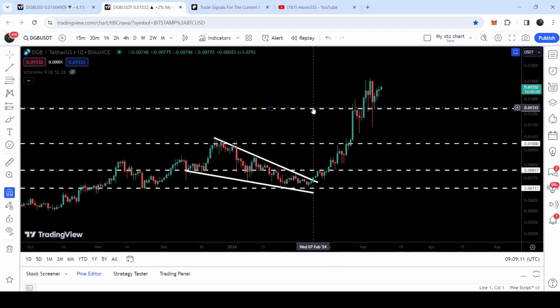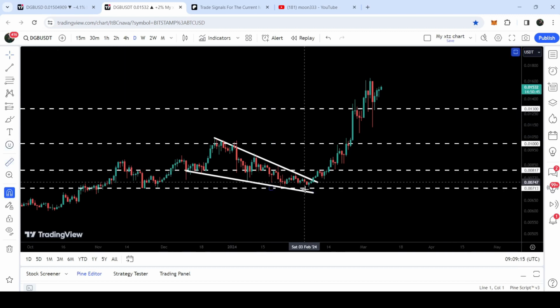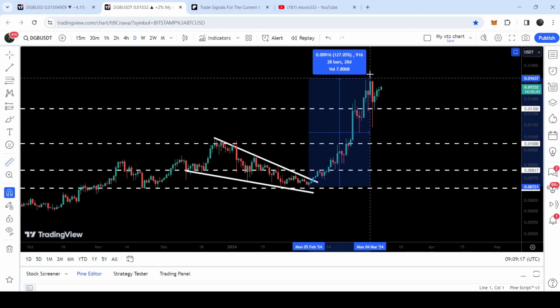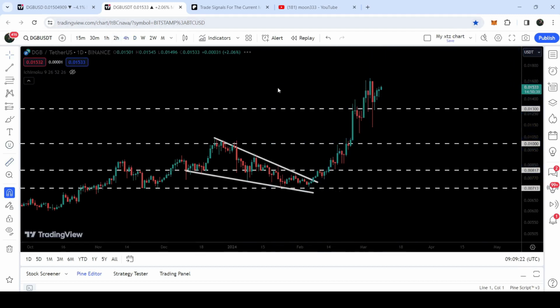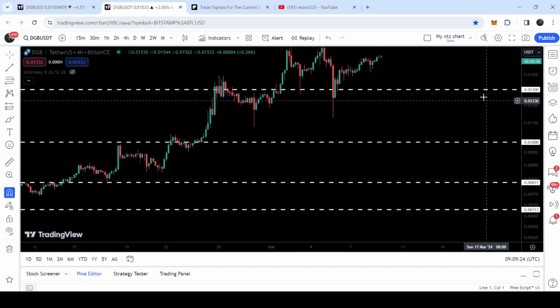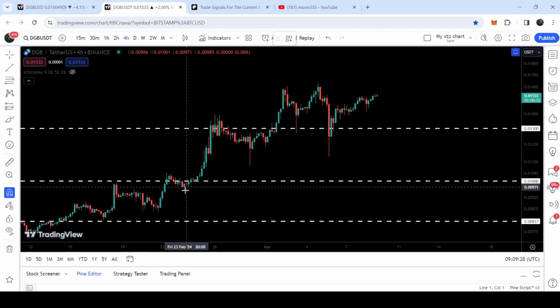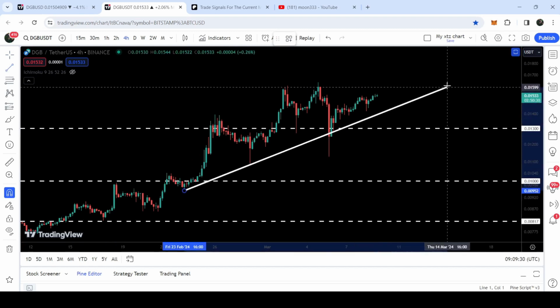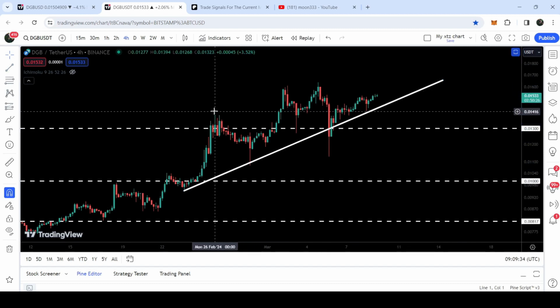One was this 1 cent and the second was 1.3 cents, and so far from this low to this high, it has rallied almost 127%, and recently it has formed a rising wedge pattern. Here we have found the support of this newly formed rising wedge pattern, and this is the resistance of this wedge. And let me place a resistance line here.